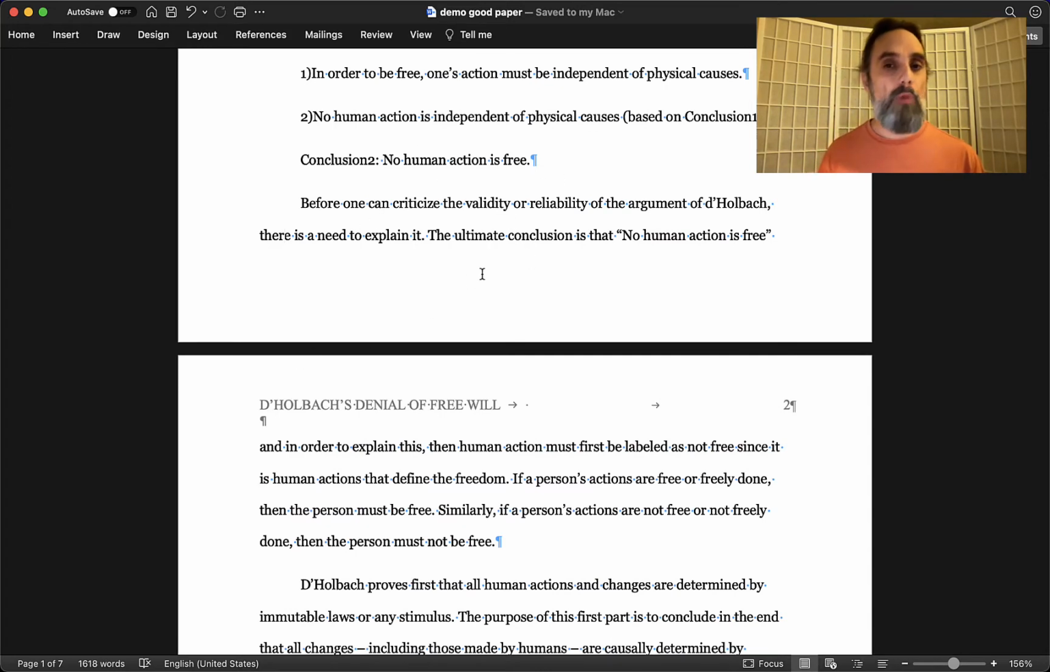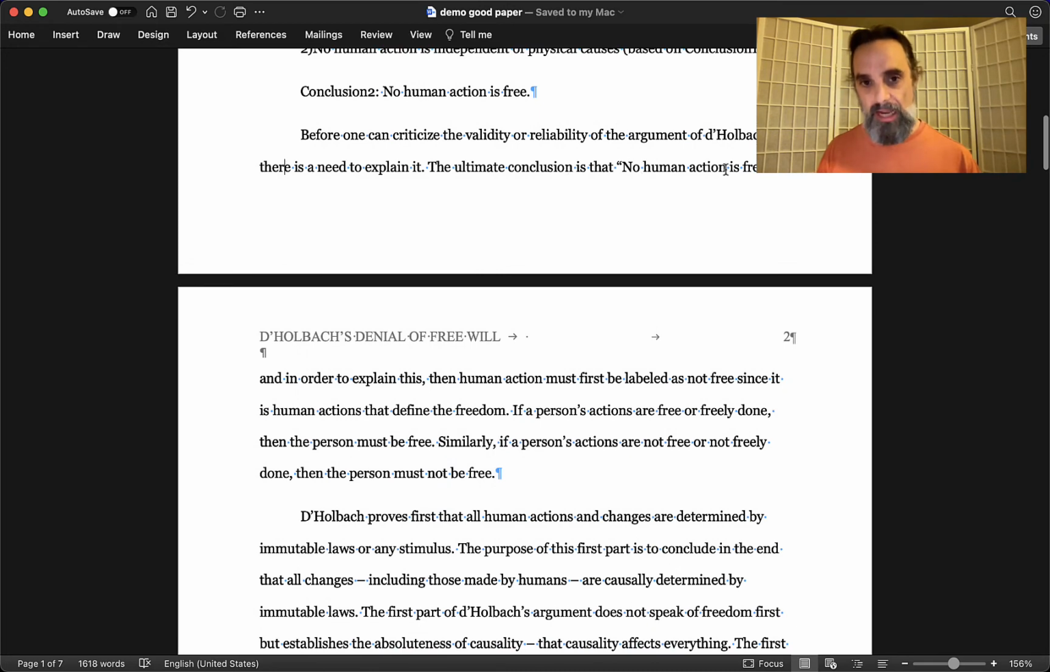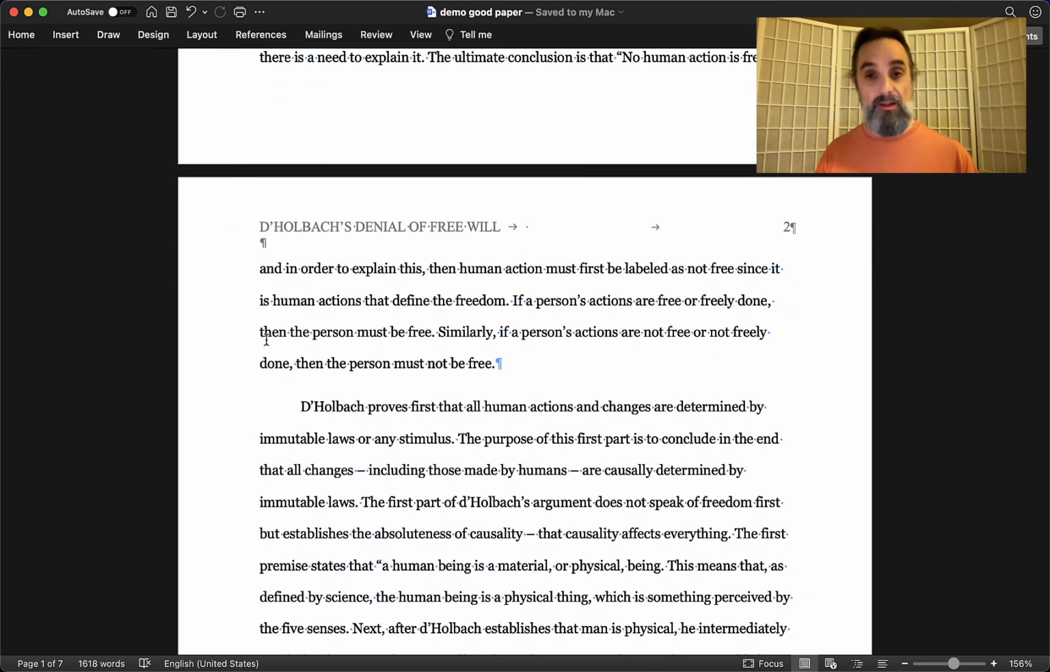The ultimate conclusion is that no human action is free, and in order to explain this, then human action must first be labeled as not free, since it is human actions that define the freedom. Now this, I'm not sure what this means. Human action must first be labeled as not free. Okay.